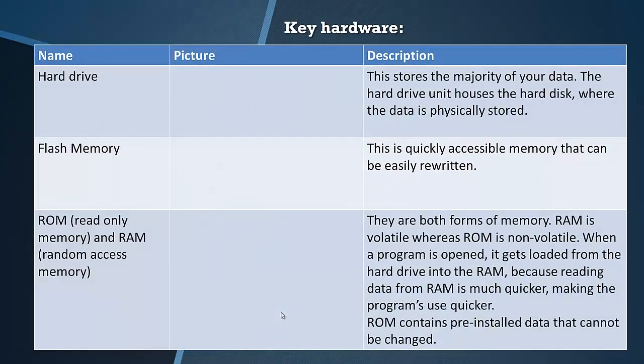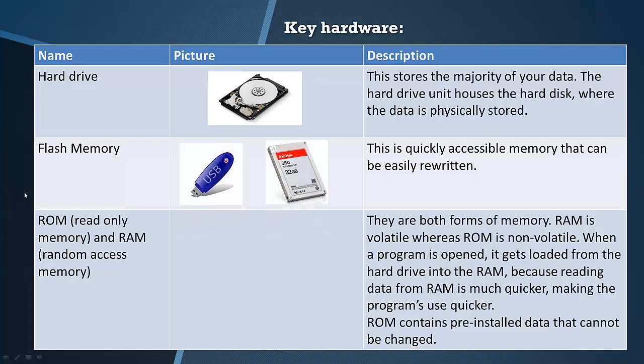So you also need to know about the hard drive. This is a form of secondary storage, which we'll look at in a future video as well. It contains a hard disk, which is here. It's a form of magnetic storage, again a topic for a future video, where the data is permanently and physically stored. Flash memory is another form of memory, hence the name. A form of flash memory would be your USB thumb drive or a memory card for a camera. This is quickly accessible memory that can be easily rewritten, so it has a fast read/write time, which is quite important to know.